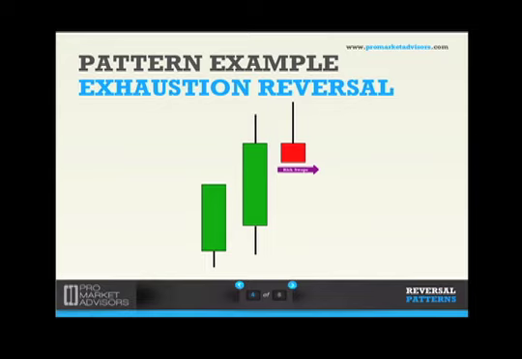This is one type of exhaustion reversal. There are a number of them. At the top of an uptrend, this is my favorite. The same kind of thing happens at the bottom of a downtrend, and that would be called a hammer. So the two candle patterns that are our favorites, as represented as exhaustion reversals, are the shooting star and the hammer. Shooting star at the top of an uptrend, hammer at the bottom of a downtrend.